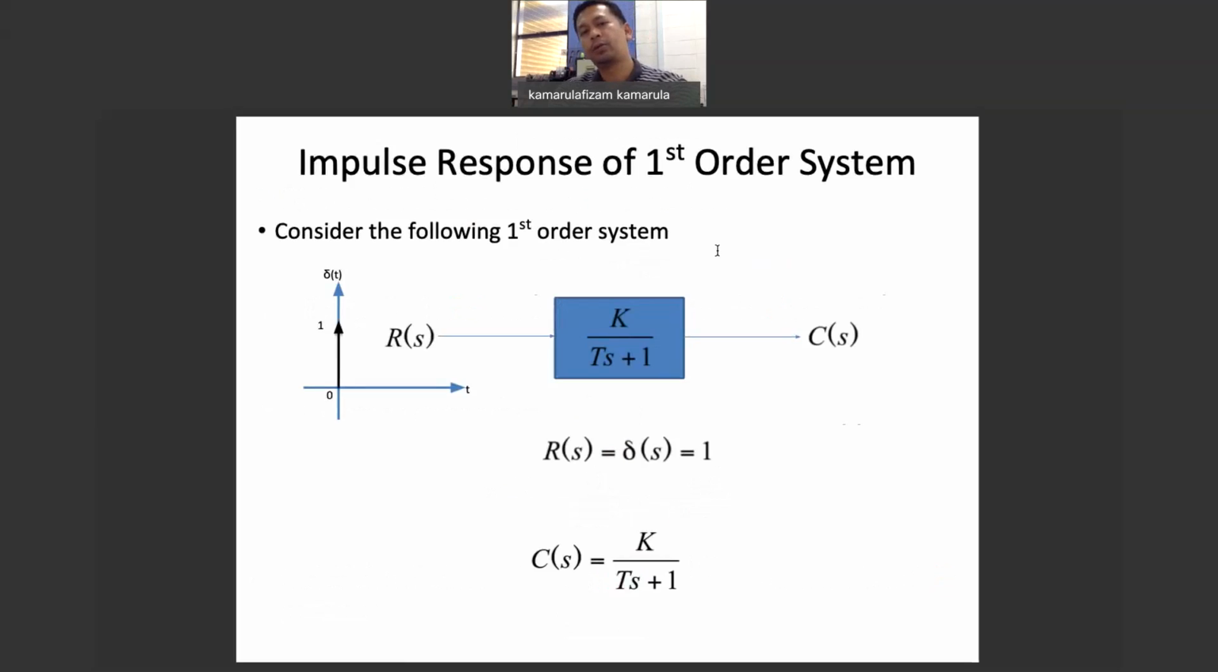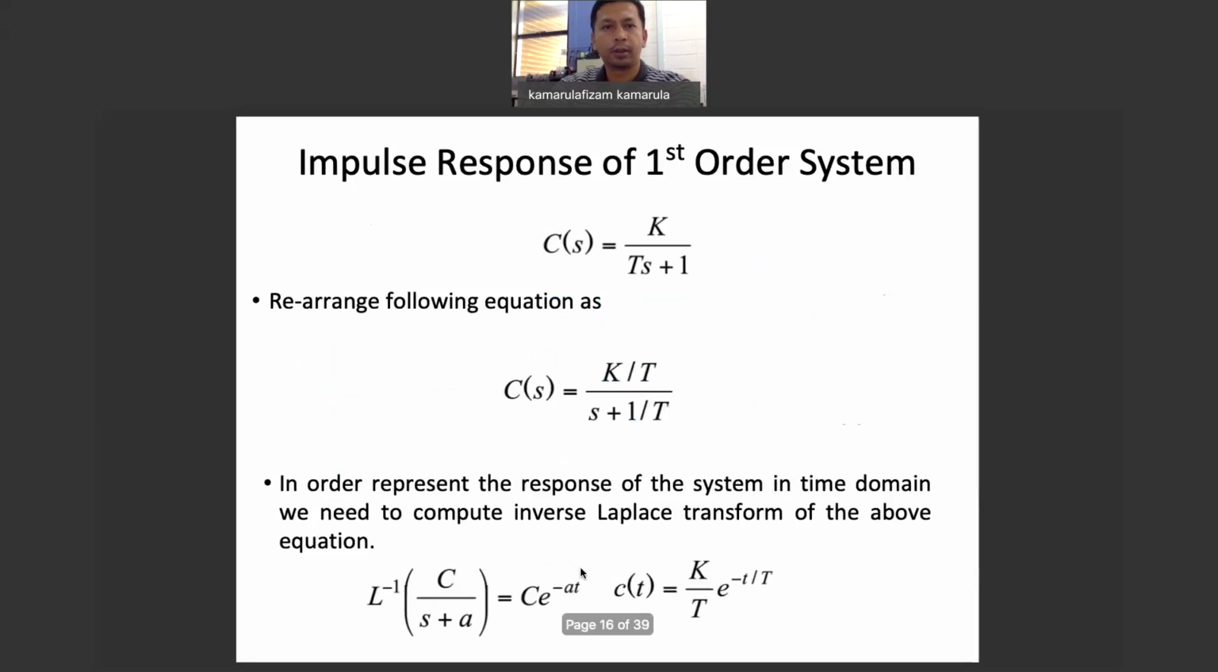So let us see, when we have a transfer function, how do we test our transfer function using, in this case, impulse response. All right. So on your left here is the impulse response. On your right here, this is your control system. You have your output C(s), input R(s), and this is your transfer function K over Ts plus 1. So this is your impulse response.